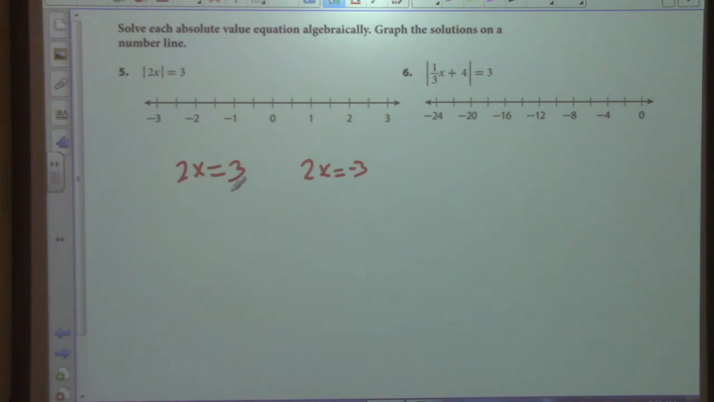So x is equal to 3/2, and x is equal to -3/2. And then we can mark our solutions, isn't that right here? -3/2 and then +3/2. Yep.